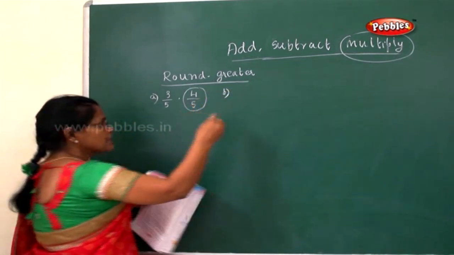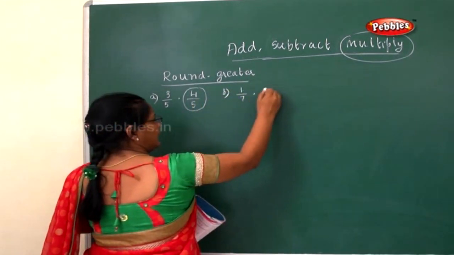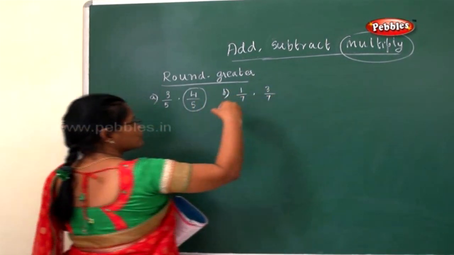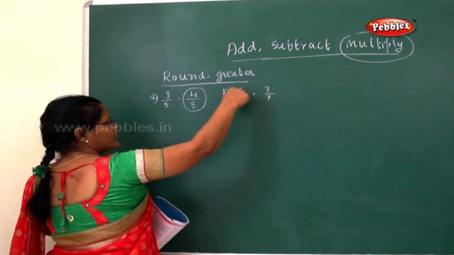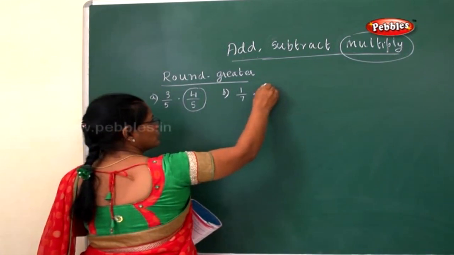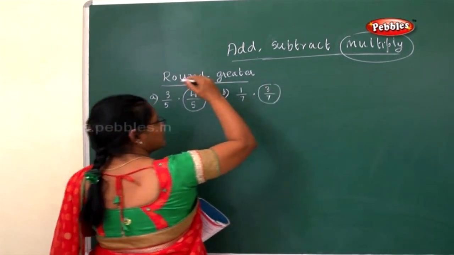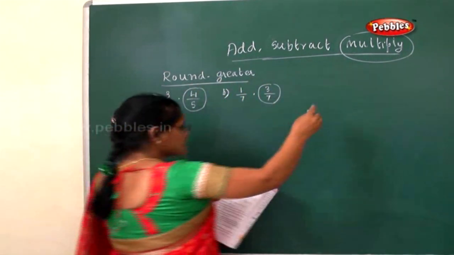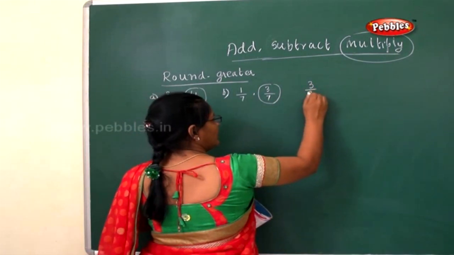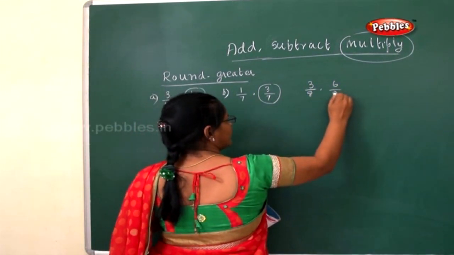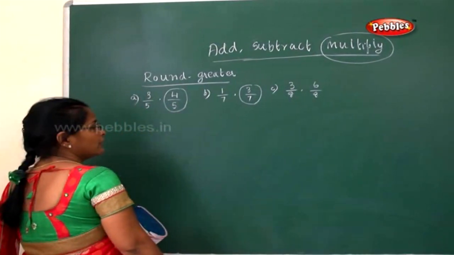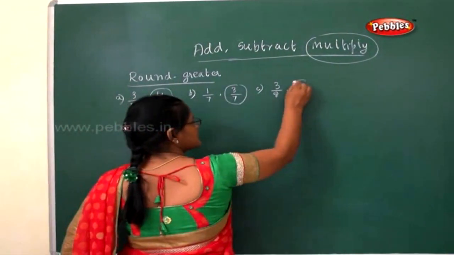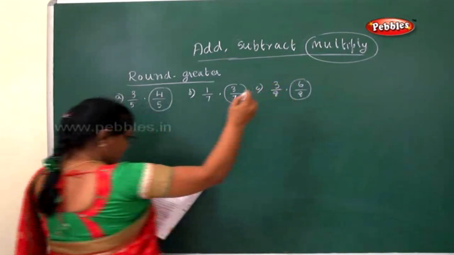Now next sum is 1 by 7 and 3 by 7. Here in this which one is greater? The denominator is the same, but the numerator here is 1, here it is 3. So 3 is more than 1. So 3 by 7 is greater. Now next is 3 by 8 and 6 by 8. Which one is greater? 6 by 8 is greater.